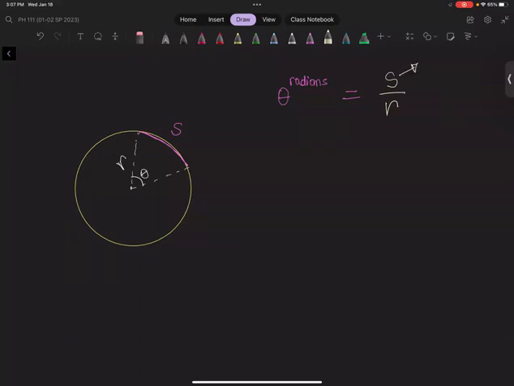Note the units. What is the unit for distance? Meters. What is the unit for radius? Meters. What are the units of radians? Radians are not units. And here's the proof. Radians are just a percentage, if you will. You with me, guys?